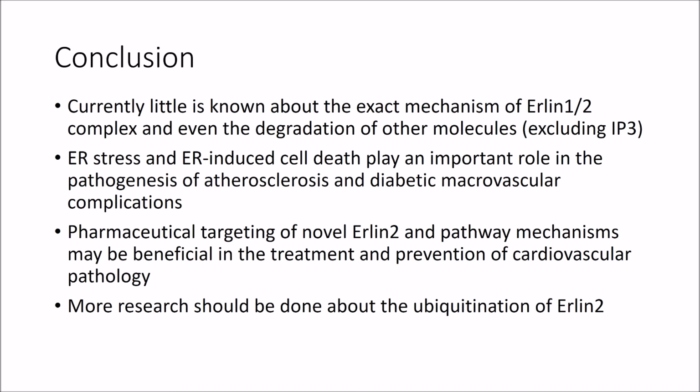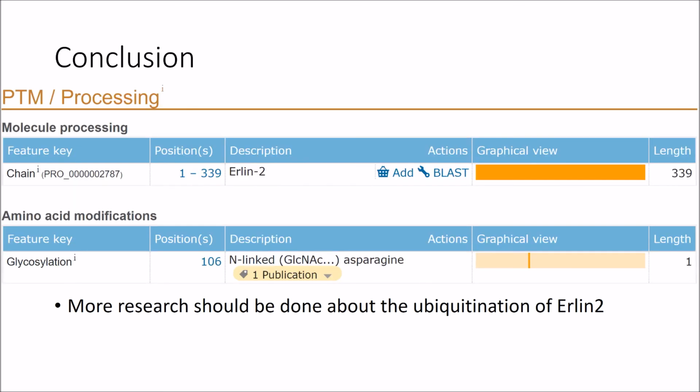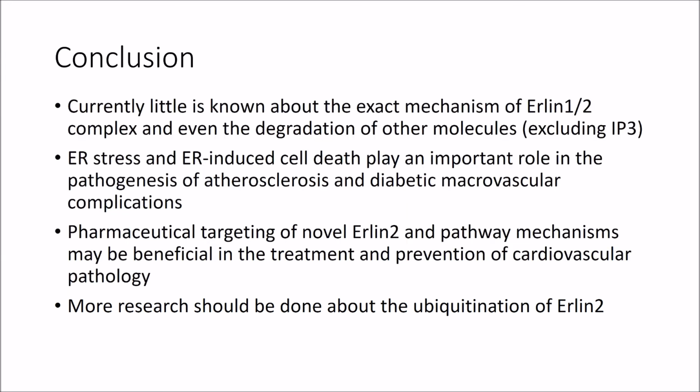We predict that pharmaceutical targeting of novel ERLIN2 as well as pathway mechanisms may be beneficial in the treatment as well as prevention of cardiovascular pathology. More research should be done about the ubiquitination of ERLIN2. As you can see, ERLIN2 only has one PTM, which is glycosylation, hence we conclude that the ERLIN2 mutation is very novel, and how ubiquitination may affect its role in preventing ER stress and eventually acute cardiovascular events.